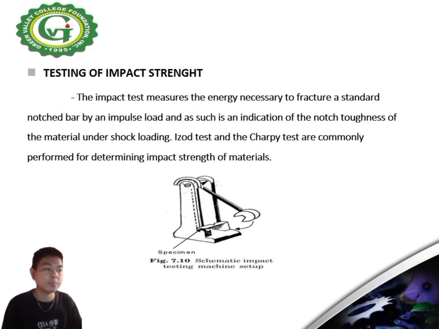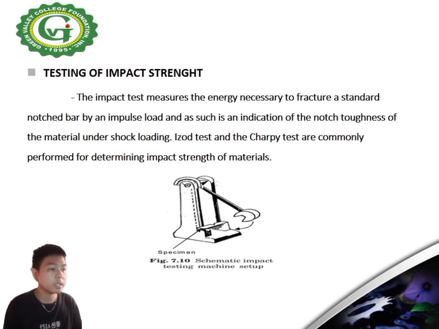Shore scleroscope. So right here we have testing of impact strength. The impact test measures the energy necessary to fracture a standard notch bar by an impulsive load, and as such is an indication of the notch toughness of the material under shock loading. Izod and Charpy tests are commonly performed for determining impact strength of materials. When the metal is subjected to a suddenly applied load or stress, it may fail. In order to assess the capacity of metal to stand sudden impacts, the impact test is employed.